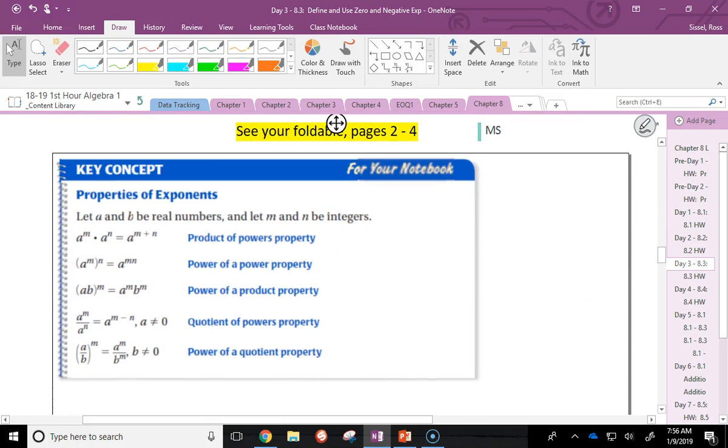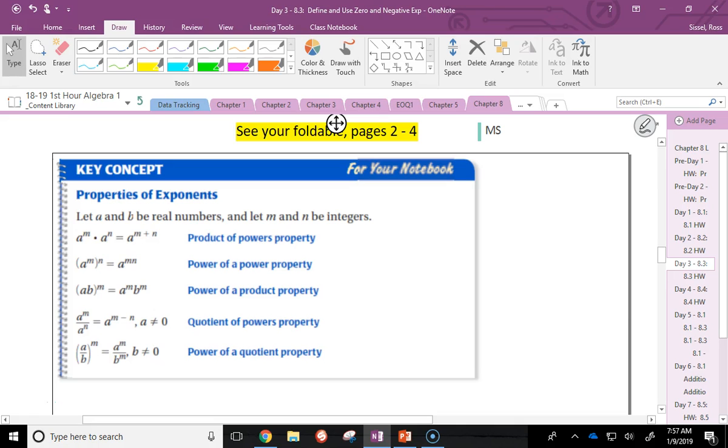On the foldable pages 2 through 4, this is kind of a whole little review because we're going to close. I think we're set to take a quiz over everything on Monday, I think. So we're kind of putting all this together, and that's what we're going to do right now. We're going to try and put everything together that we're learning up to this point.